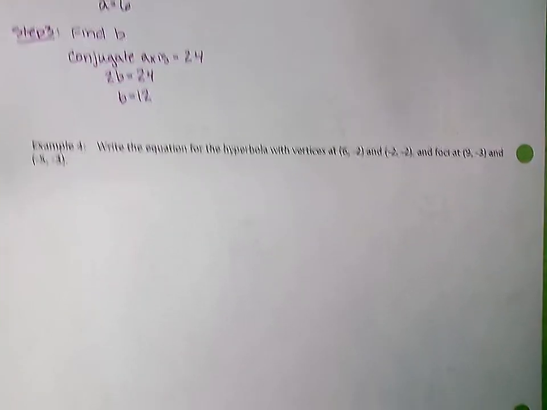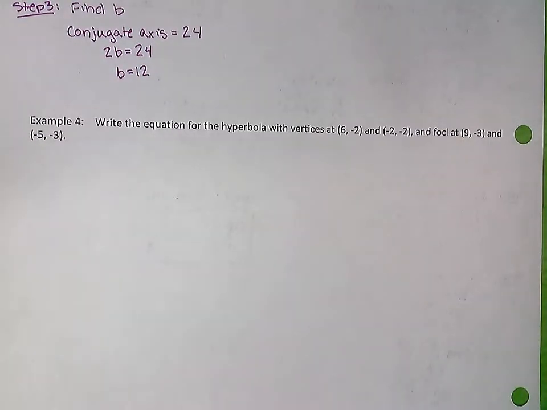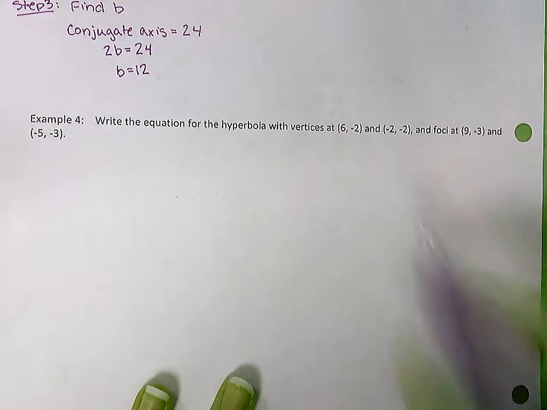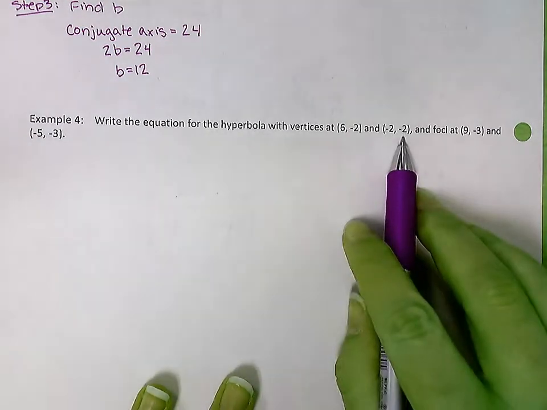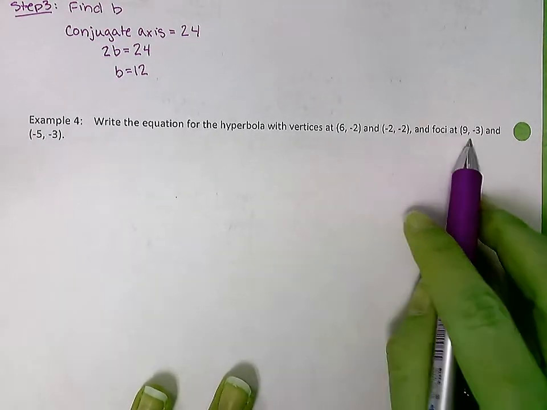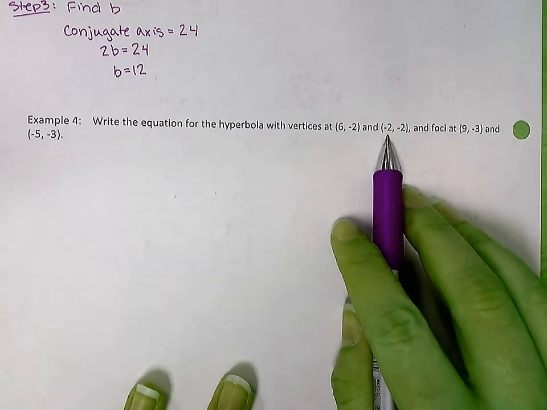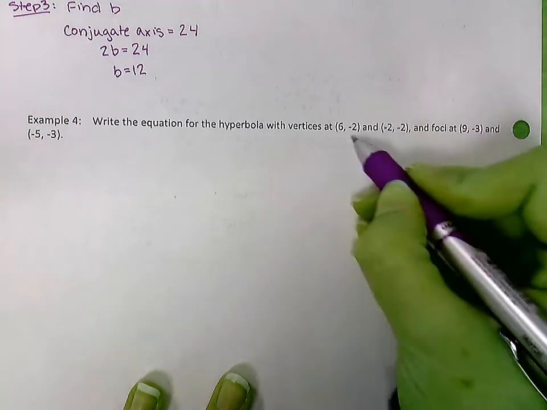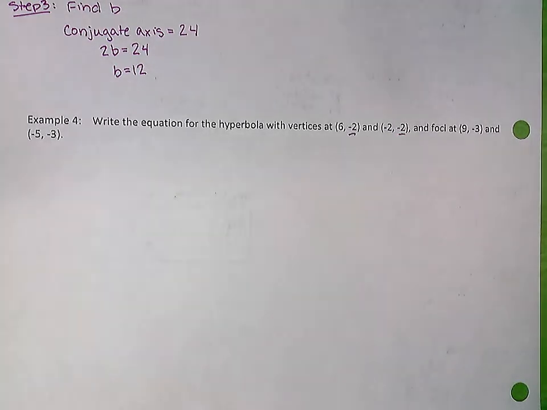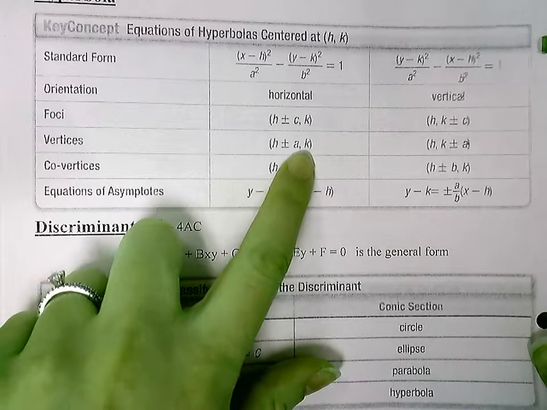Okay, last one. This one is similar to the first one, except your center is not 0, 0 this time. So we have vertices at 6, negative 2, and negative 2, negative 2. And we have our foci points here as well. So again, I want to see which one stays constant, X or Y. Your Y's do. So in my vertices, if my Y's stay constant, that's horizontal.